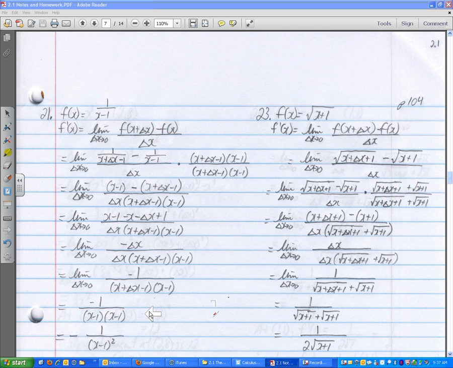And what do we usually do? Instead of writing something times itself, we usually write it as that something squared. So negative 1 over x minus 1 quantity squared. Well, that was fun. Questions on 21? That is the formula for the slope of the tangent line.